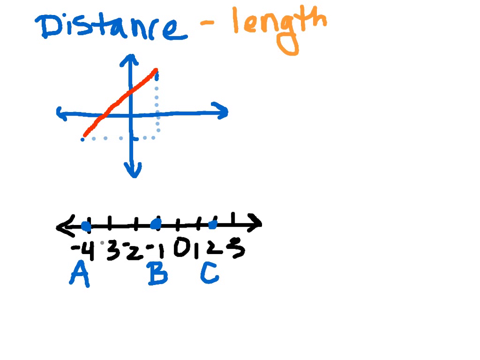Okay, and I could ask you, what's the length of AB? Most people would say, well, that's pretty easy. I'm just going to count. That's 1, 2, 3 units. So I know the distance of AB, or the length of AB, is 3 units. I could also find the distance from B to C, A to C, whatever you'd like. AB, BC, and AC are segments within that number line because they have endpoints, so they are segments.